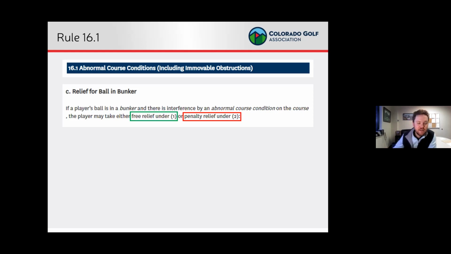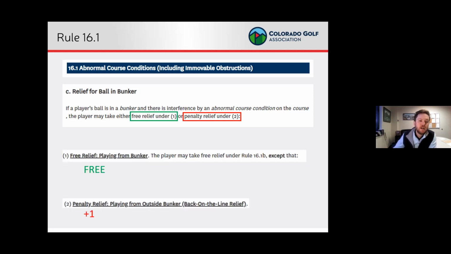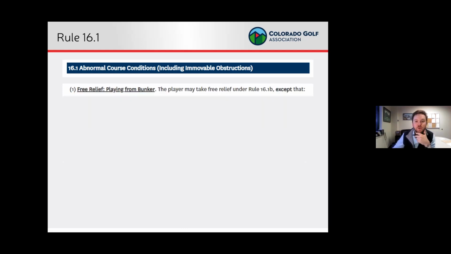Doesn't matter. It matters really what you want to do and weighing the options of, well, do I take my medicine here? I'm not very good out of bunkers, let's say. So I'm just going to take my relief out of the bunker for 1 penalty stroke because it might take me 2 to get out of here. Take my medicine. I net 1 stroke lower, maybe. Okay, up to you, up to the player. And it's divided into the 2 sections, like we saw. There's free relief and there's penalty relief, playing outside the bunker, and that's a 1-stroke penalty. We're going to cover both of those.